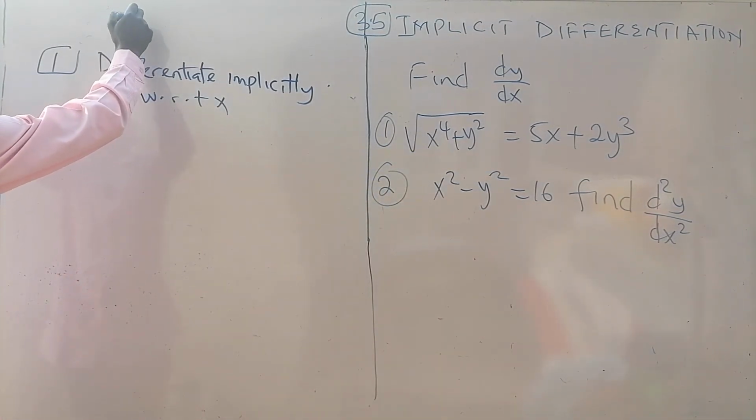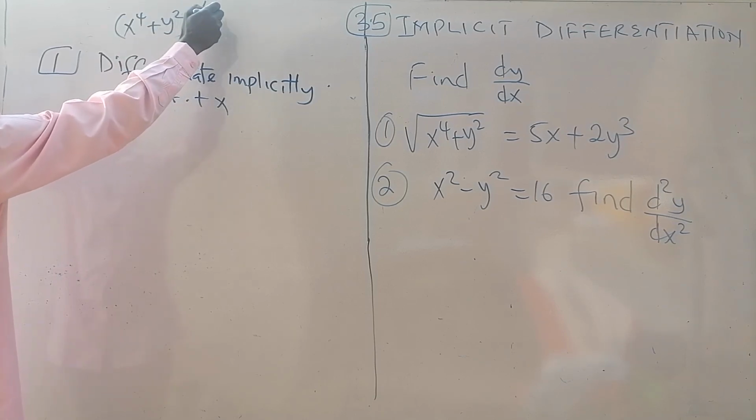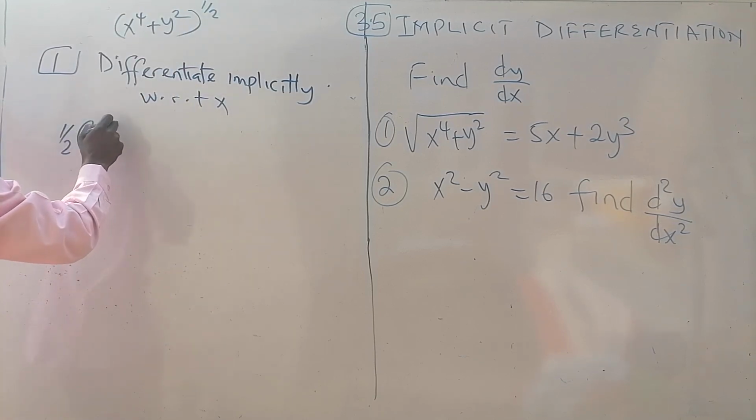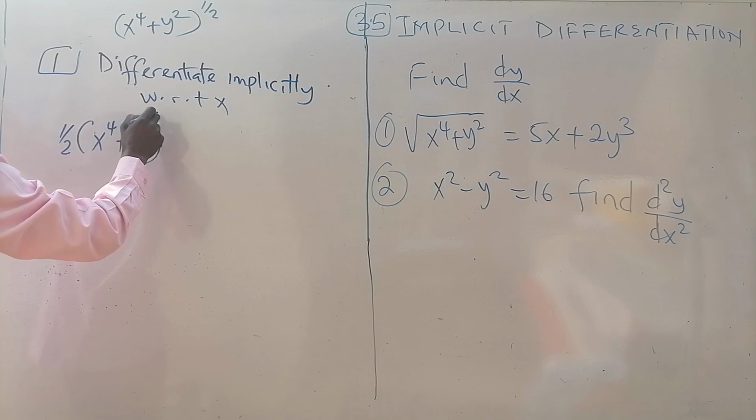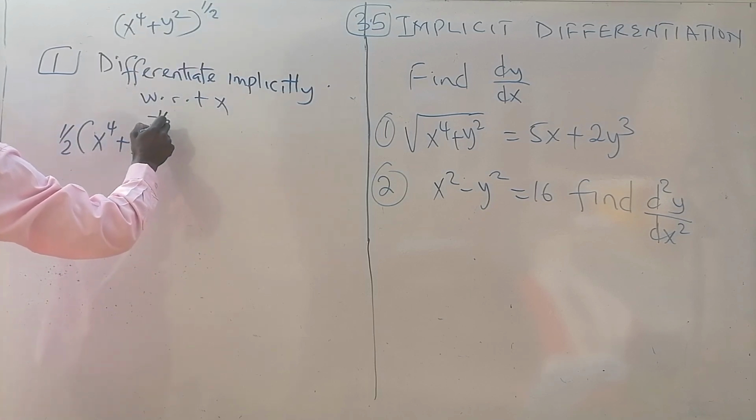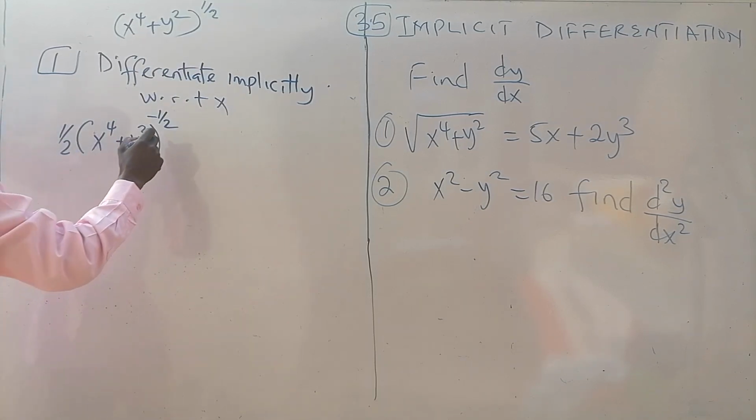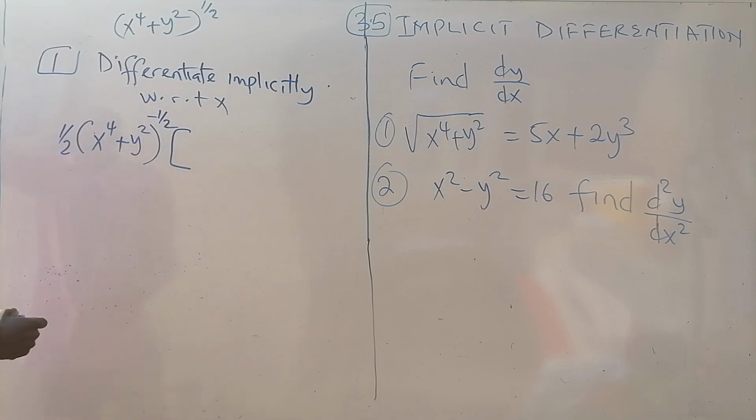Don't forget that this one is the same thing as this, with the power of a half. So the half will go to the front. It's a chain rule. And then minus what? This half minus 1, that's minus half. Then you now open the brackets and differentiate the base.